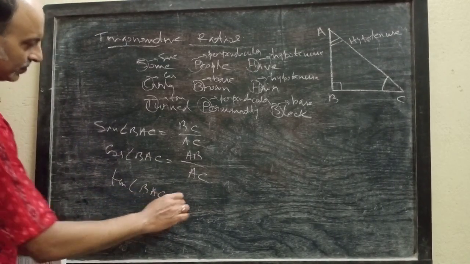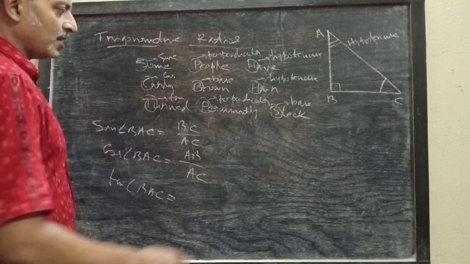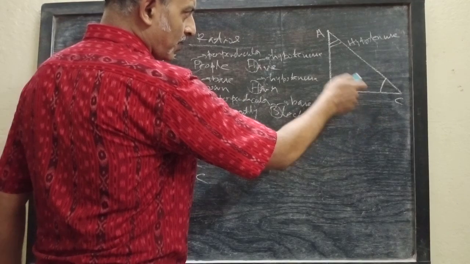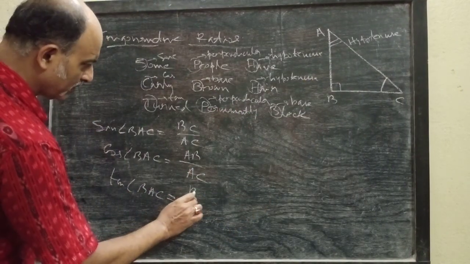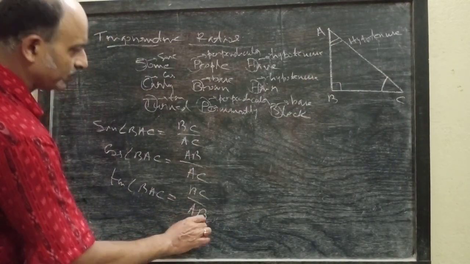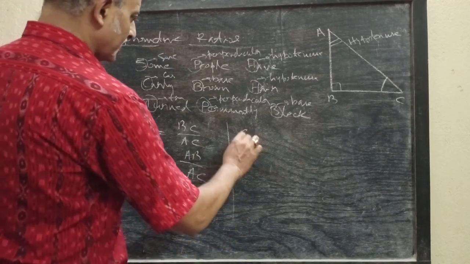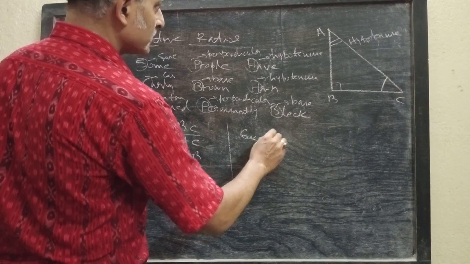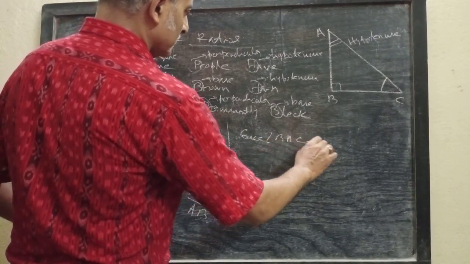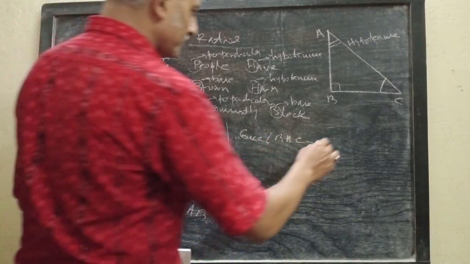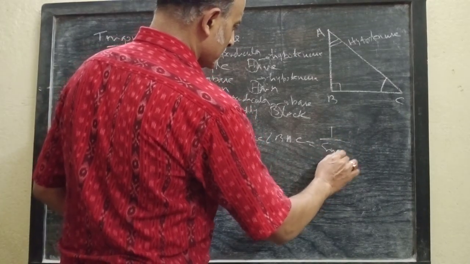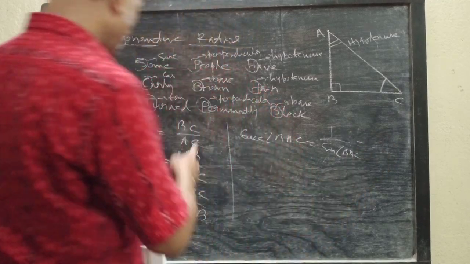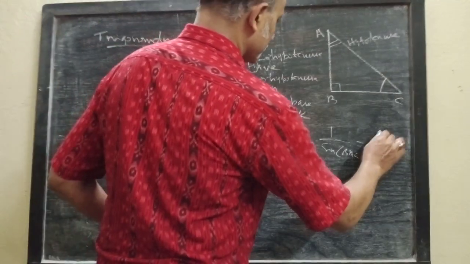Next, tan angle BAC. Turn Permanently Black. That is perpendicular by base. With respect to this angle, this is perpendicular, this is base. So this will be BC by AB. Next, cosec angle BAC. This is the reciprocal of sine. So 1 by sine angle BAC. This will be AC by BC.